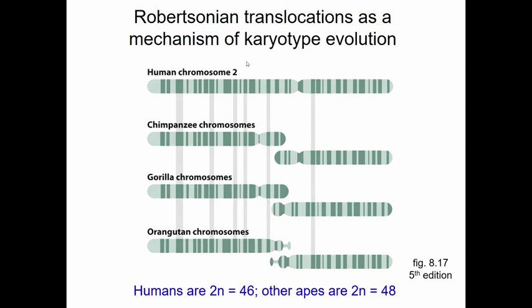We'll talk about it again tomorrow. And you could tell, we're 2n equals 46. They're 2n equals 48 because they got 2 extra chromosomes. Our 1 chromosome used to be 2. So you can see, this is an actual event that happened.